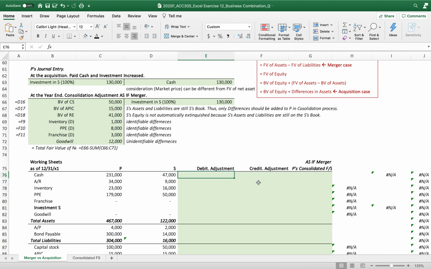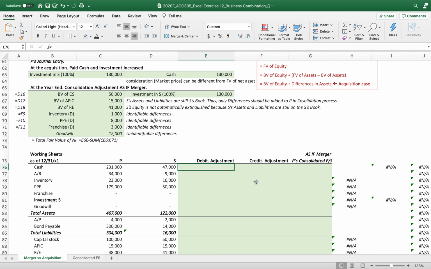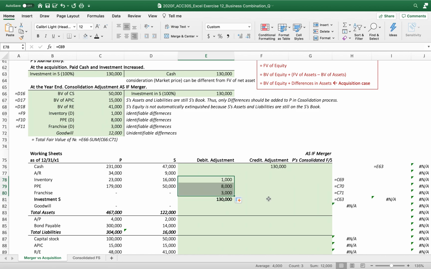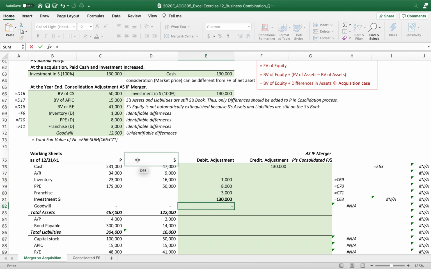Okay, so debit adjustment. Where do you see the debit adjustment? There you go. The cash, $130,000 cash out on credit. And then what else? Investment in S. Where is the investment in S? There you go. Investment in S increased $130,000. The company acquired this S company. And then what else? Here you go. The inventory increased only by the difference. I'm collecting all the differences, and then goodwill increased 12,000.